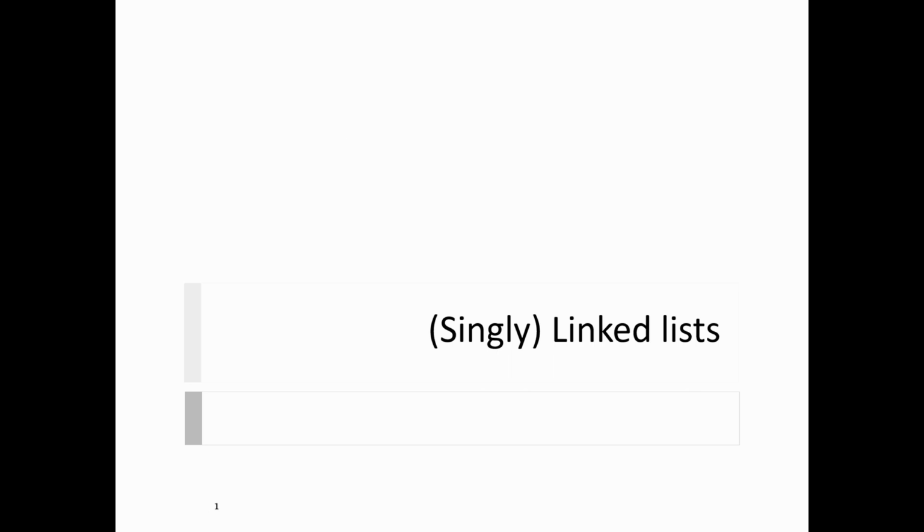Okay, good morning, everybody. So we're on the last major data structure in this course. So today's lecture is on singly linked lists. We're going to do the same thing that we did for the array-based list. We're going to implement one of these things, and then we're going to implement an iterator for a singly linked list as well.